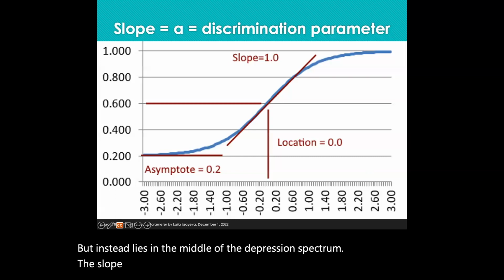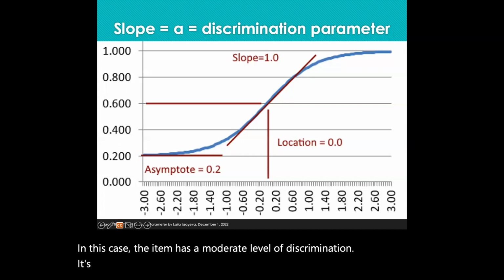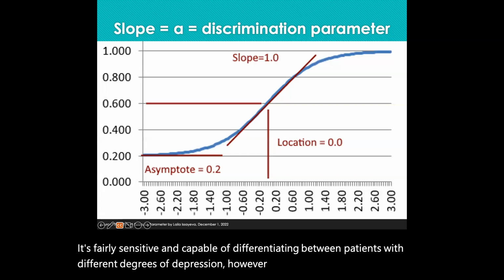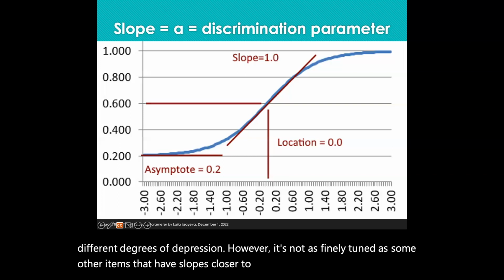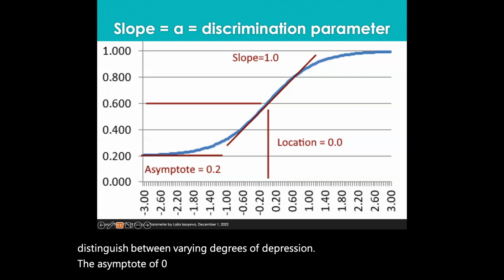The slope of 1 corresponds to our A parameter, the discrimination parameter. In this case, the item has a moderate level of discrimination. It's fairly sensitive and capable of differentiating between patients with different degrees of depression. However, it's not as finely tuned as some other items that have slopes closer to 2, which can more sharply distinguish between varying degrees of depression. The asymptote of 0.2 corresponds to the C parameter, or that guessing parameter.